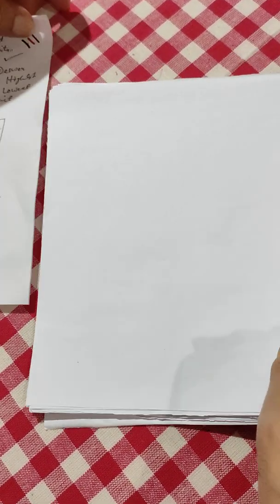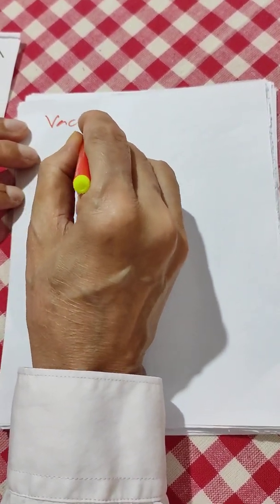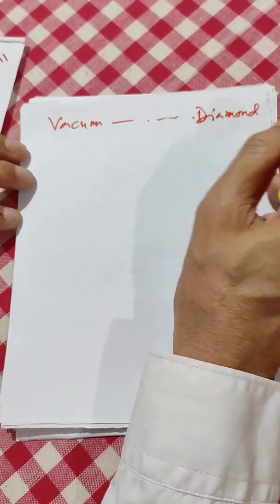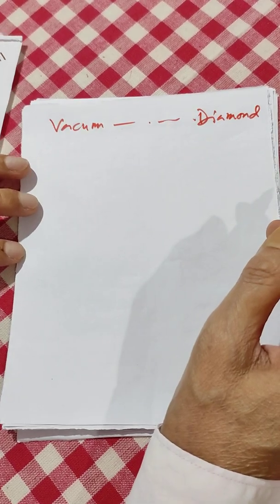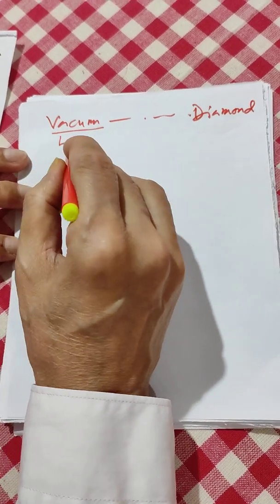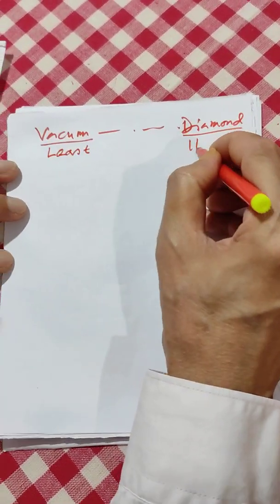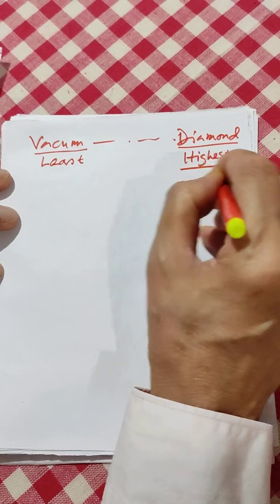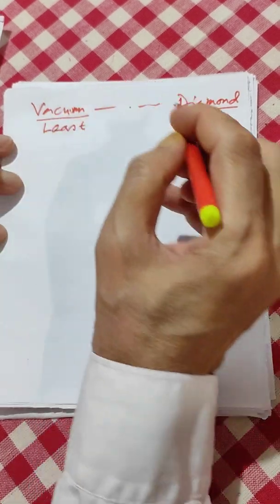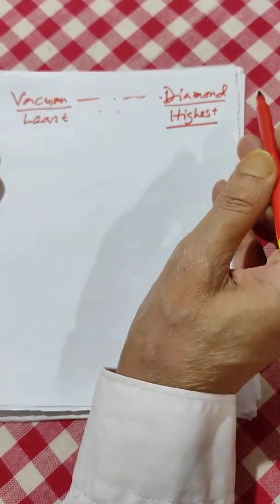Now in class 10 book there is a list starting from vacuum up to diamond. So these are some optical medium and they have different optical densities. Now vacuum has the lowest optical density. Vacuum has the least optical density and diamond has the highest optical density. Then in between there is water, there is glass, there is oil, etc.